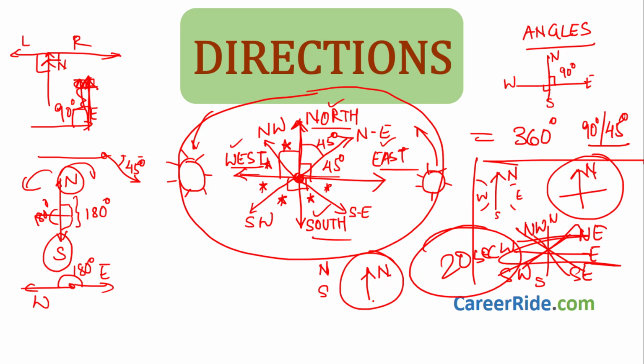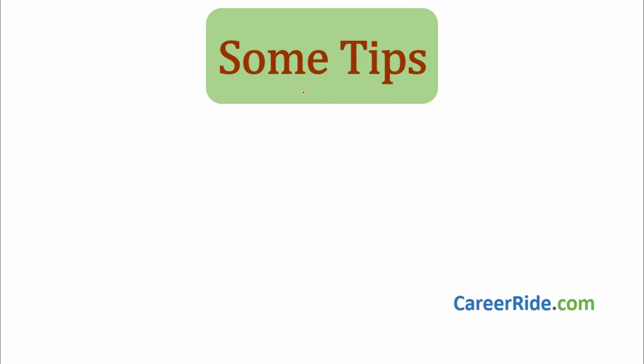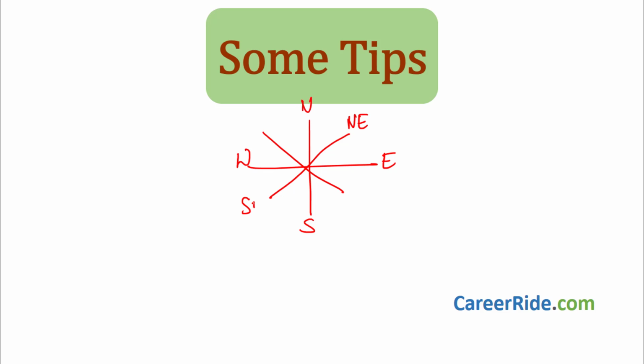Now let us see some more tips regarding directions. Again, we will see two to three tips over here. Let us first draw the diagram. So this is north, this is south, this is east, this is west, and you know this is northeast, southwest, northwest and southeast. Now what we have seen, the sun rises over here, and the sun sets over here in the west.